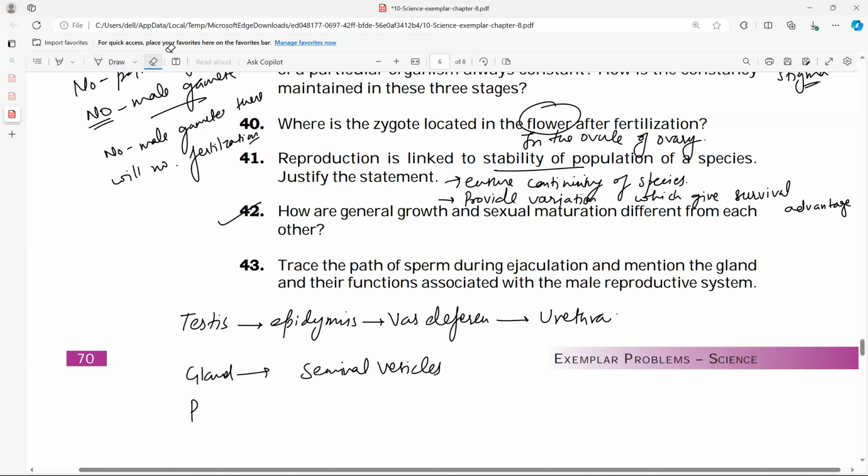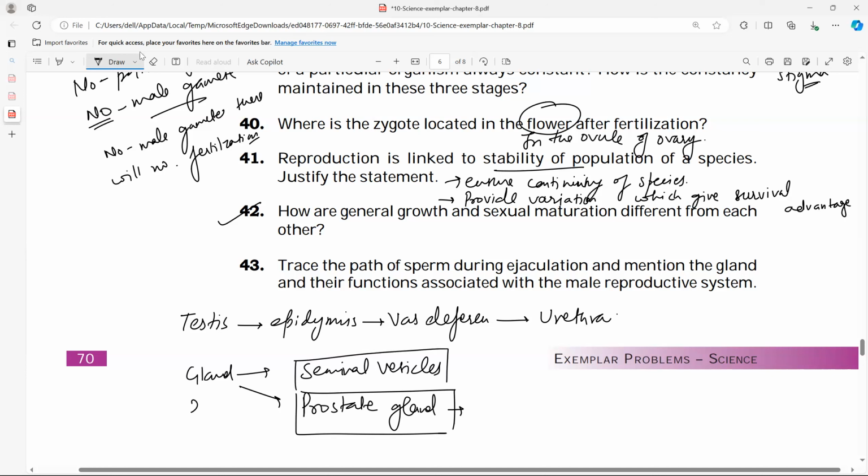Another gland is prostate gland. And what's the function? That we have written. The prostate gland function is that this gland secretes some acidic substance, which is going to neutralize the female genital tract, which is basic in nature, and it provides nourishment to the sperm. And third, it helps faster ejaculation of sperm during coitus.